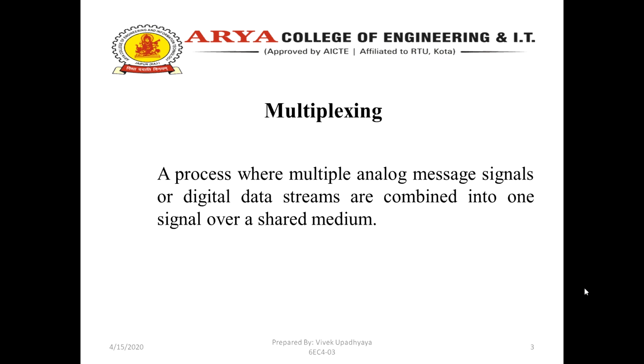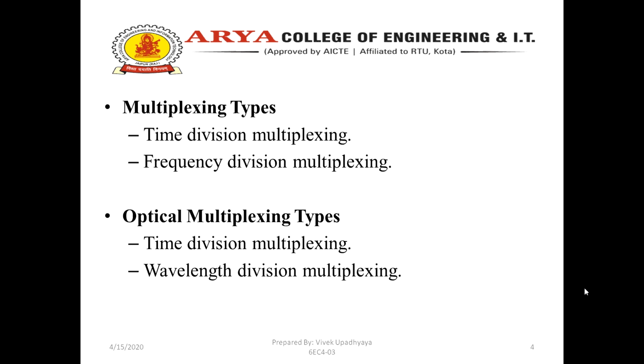Multiplexing is a process where multiple analog message signals or digital data streams are combined into one signal over a shared medium. Now, there are two types of multiplexing. The first one is time division multiplexing and the second one is frequency division multiplexing. The types of optical multiplexing are time division multiplexing and WDM, which is wavelength division multiplexing. So we are here to discuss the wavelength division multiplexing.